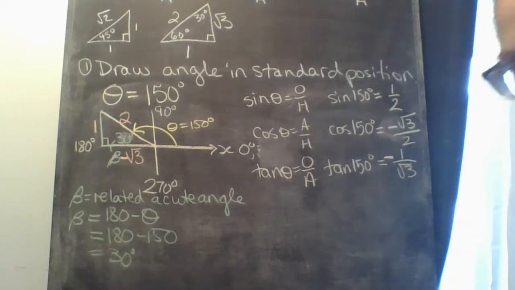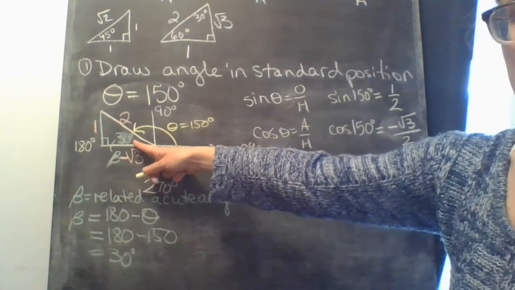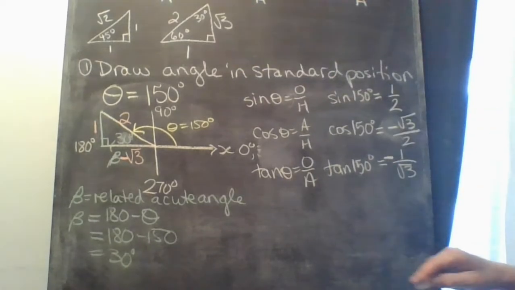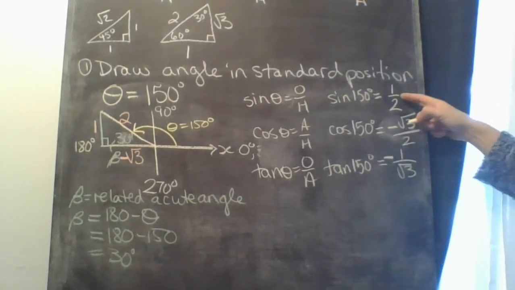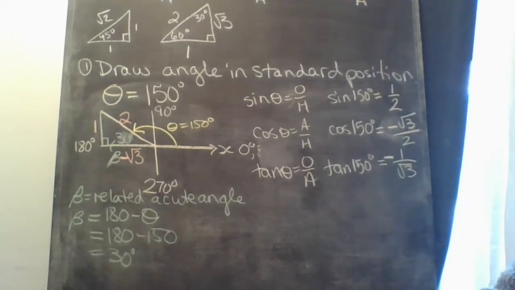So notice what happened again. We've got the same ratios as we get for a 30-degree special triangle, right? It's the same triangle as this. And this time, sine is positive, but cos and tan are negative.